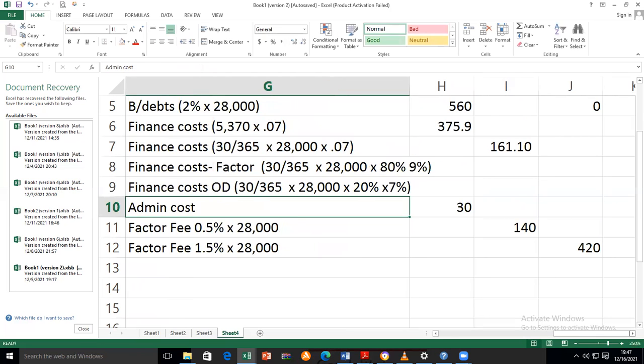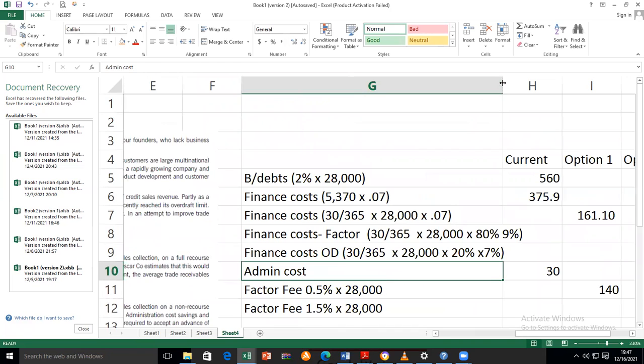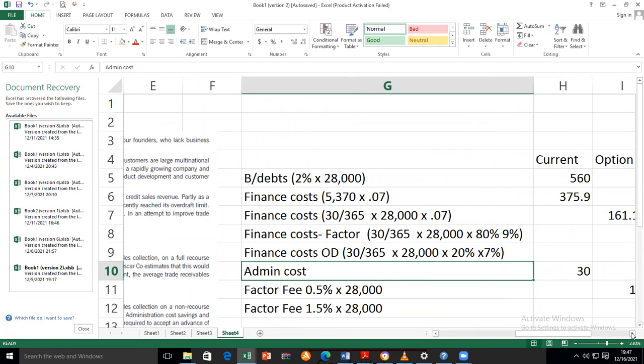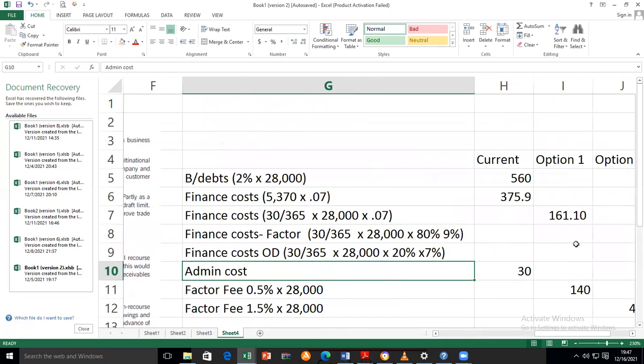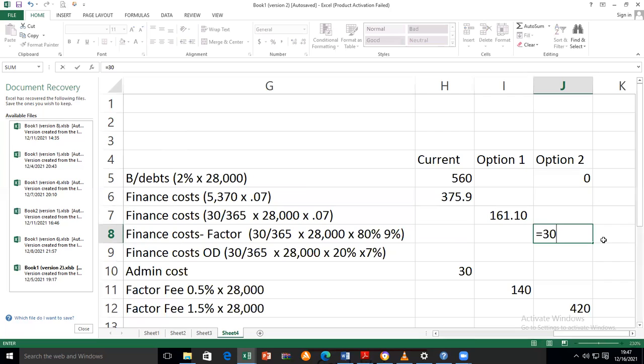So there are 2 lines there, as we can see. We have the figures. So these are for option number 2. 30 over 365 by 28,000 by 0.8 by 0.09.